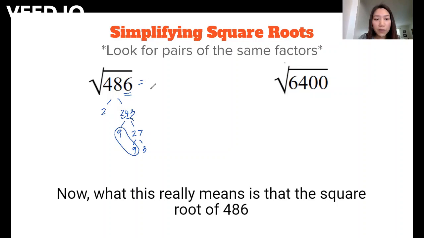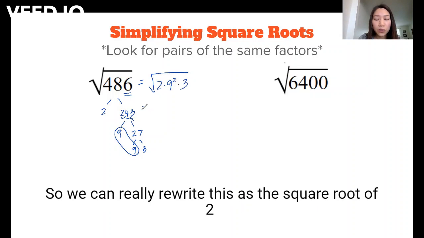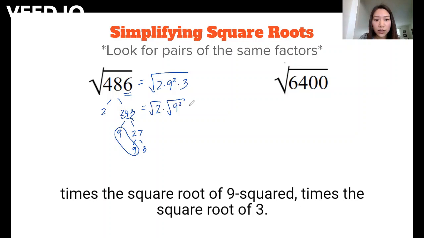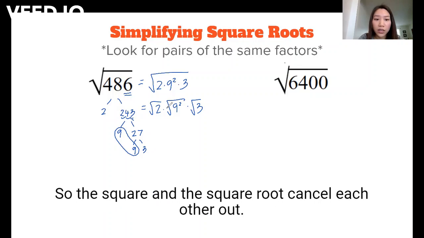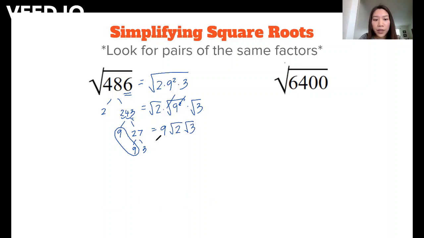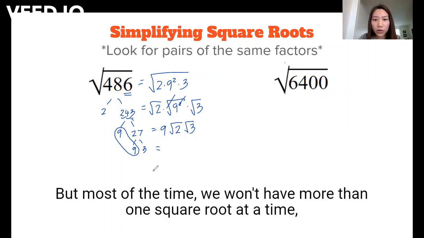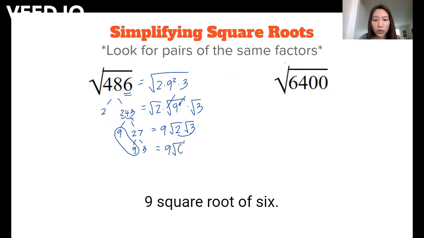Now, what this really means is that the square root of 486 is just 2 times 9 squared times 3. So we can really rewrite this as the square root of 2 times the square root of 9 squared times the square root of 3. And remember, squares and square roots are opposites of each other, so they just cancel each other out. So the square and the square root cancel each other out, so we just have 9, and we still have a square root of 2 and a square root of 3. But most of the time, we won't have more than one square root at a time, so we'll just multiply these back together, and we'll have 9 square root of 6.